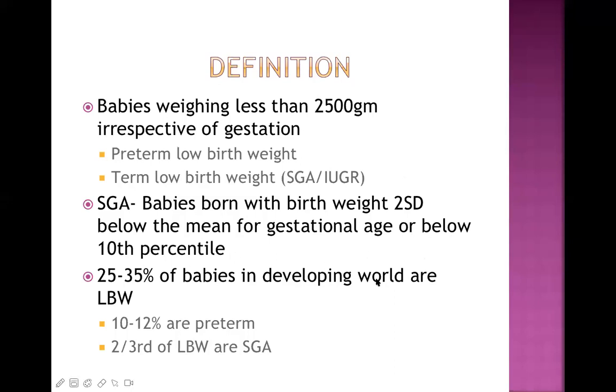Now, how common is low birth weight? Almost 25 to 35% of the babies who are born in the developing world are low birth weight. That's a huge percentage. If we compare this with the developed country, they may be having 2 to 3 or 2 to 5% only. Now, out of that, 10 to 12% are preterm, and almost 2/3 or more than that are small for gestational age or IUGR babies. So IUGR babies comprise a large majority of low birth weight babies.